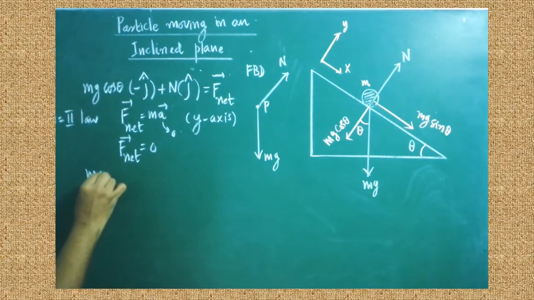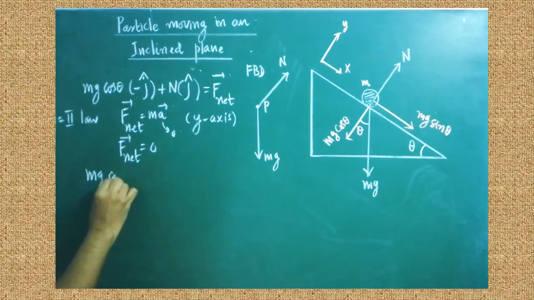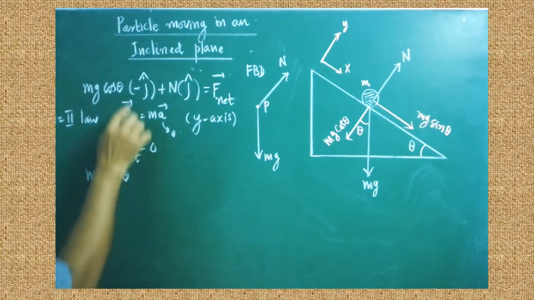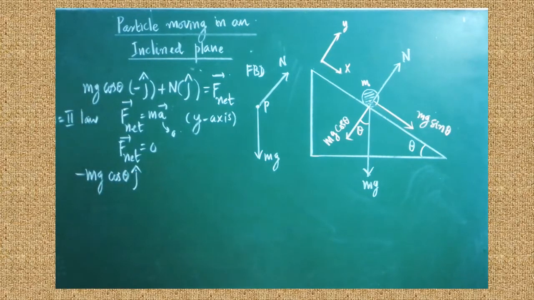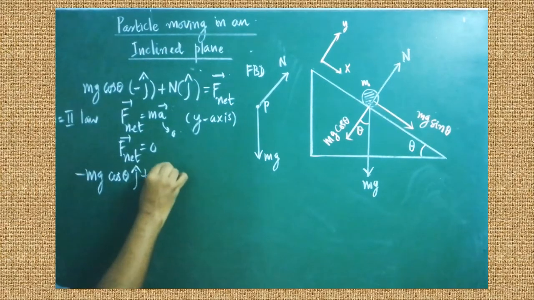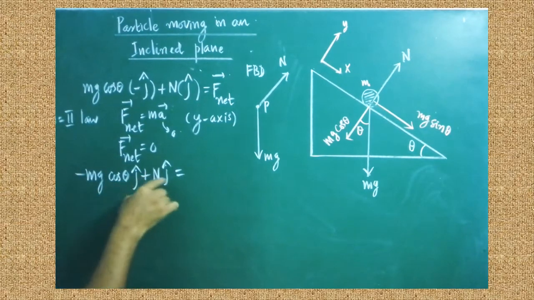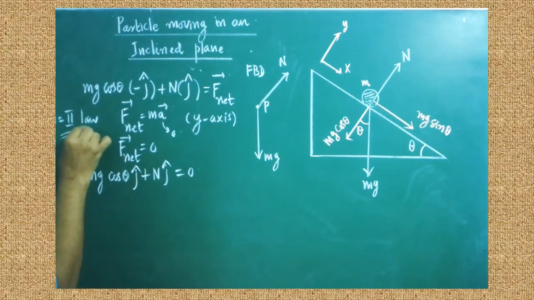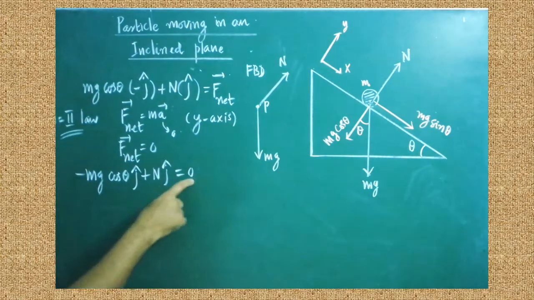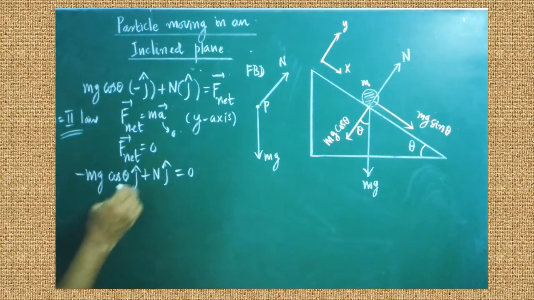Again I will write this equation: mg cos theta, this minus sign can be written in front, and the unit vector j cap must be written, plus N j cap must be written. So write both, F net value is 0. Here we are using Newton's second law, don't forget. Okay, substitute here. Now we can split the equation into two.